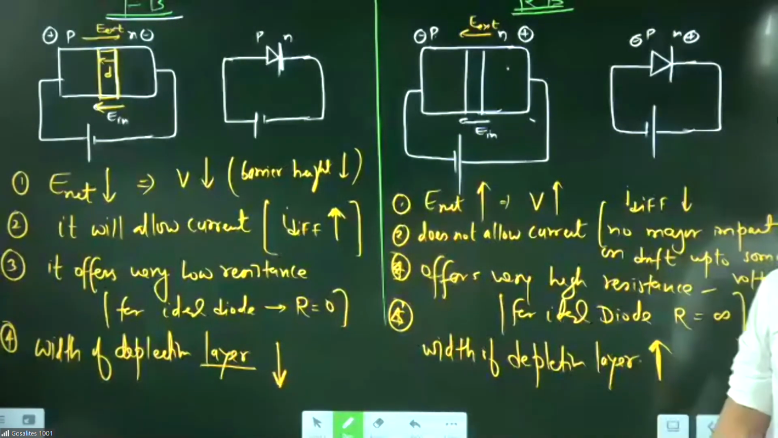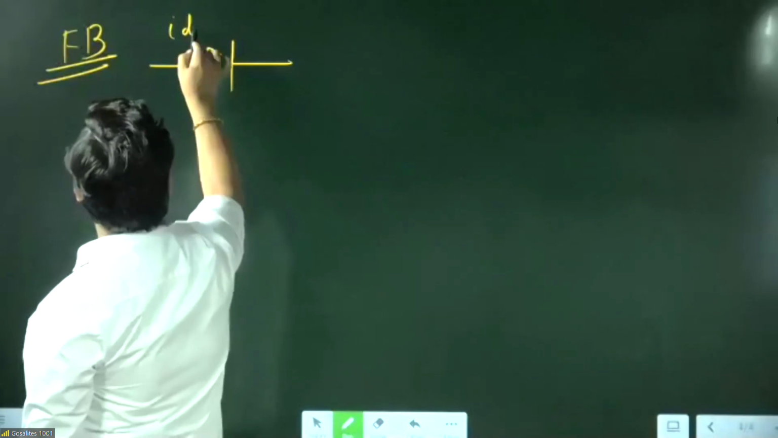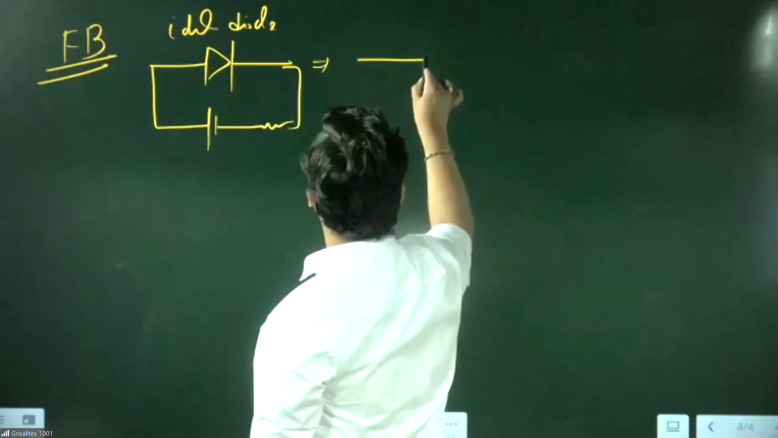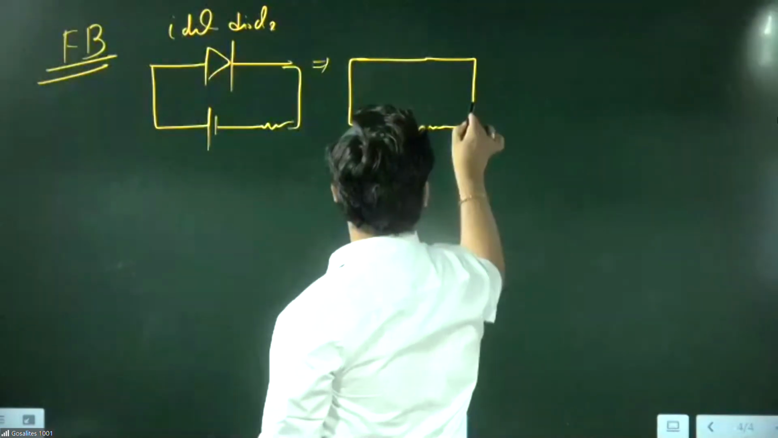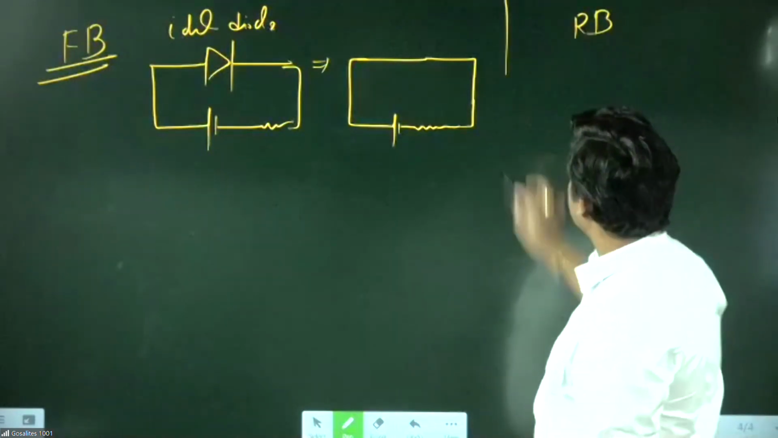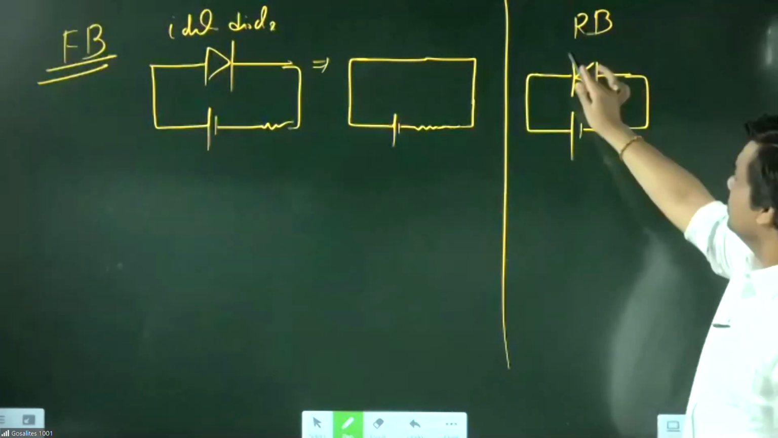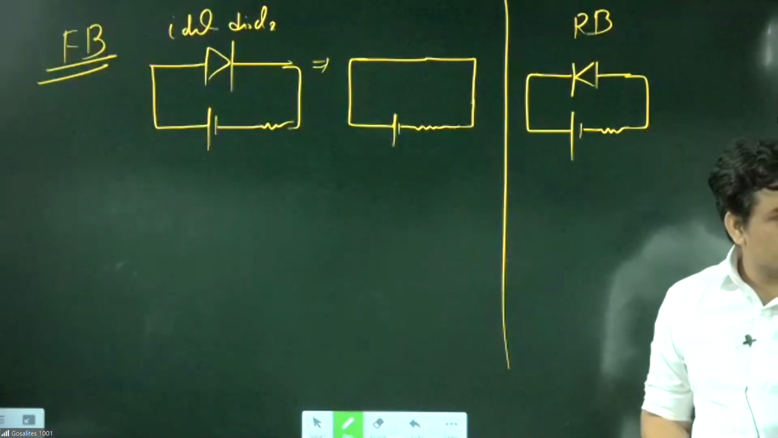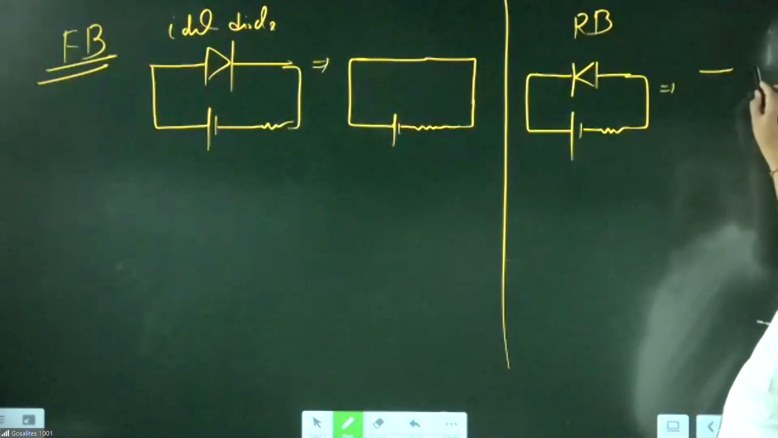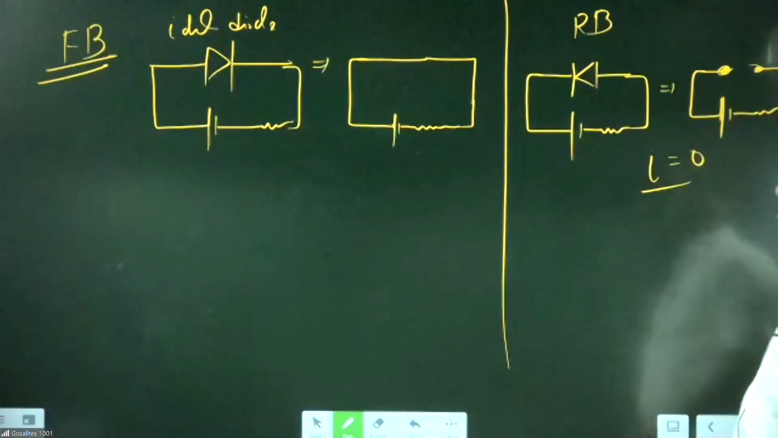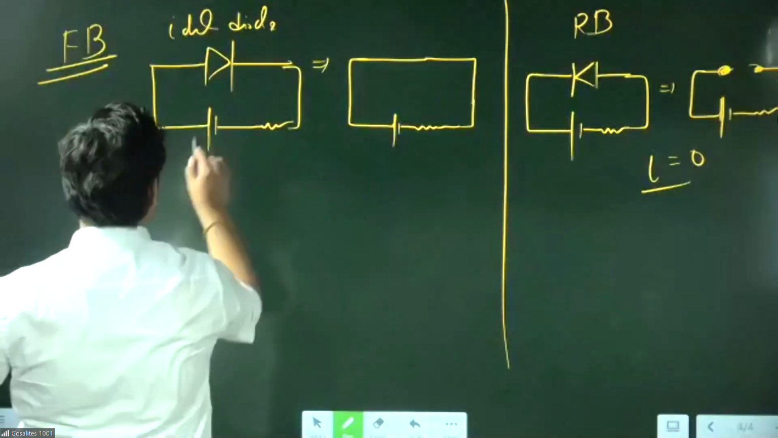Now, when forward bias is there, if a forward bias circuit is there, then you have to replace the diode with plain wire. If this is the ideal diode, then you can simply write it like this. If this is the reverse bias circuit, then what will you do? In reverse bias, will any current be there? There will not be any current, and if there is no current, then the circuit will be removed.